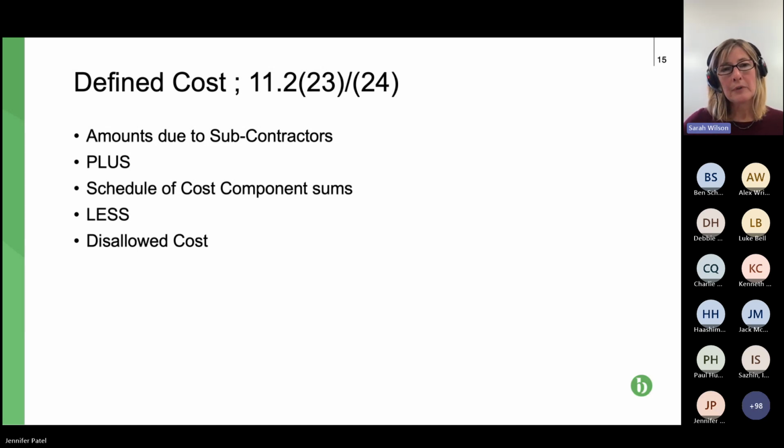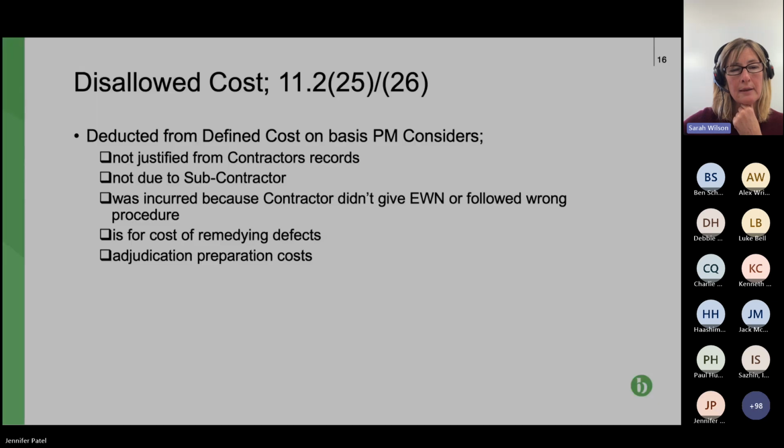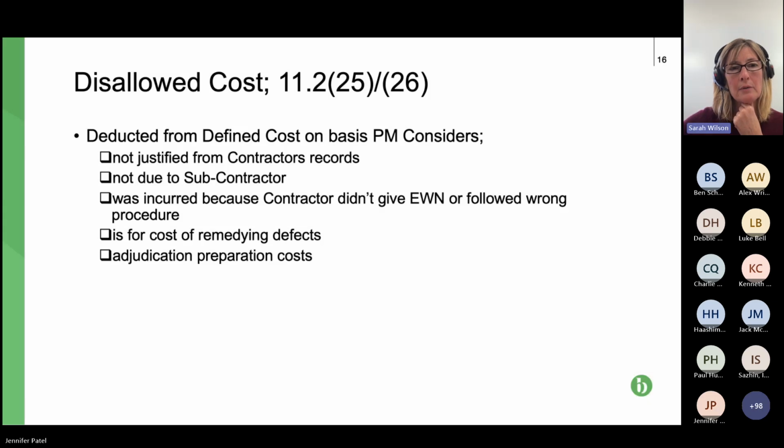Yeah, sorry, they're just the clause numbers at the top, but it's basically repeating the last slide. And if we can move on to the next slide, please. So this is disallowed cost. Again, we've got the clause numbers there.